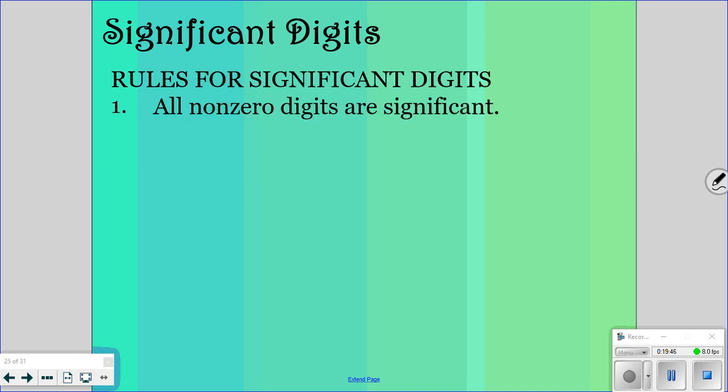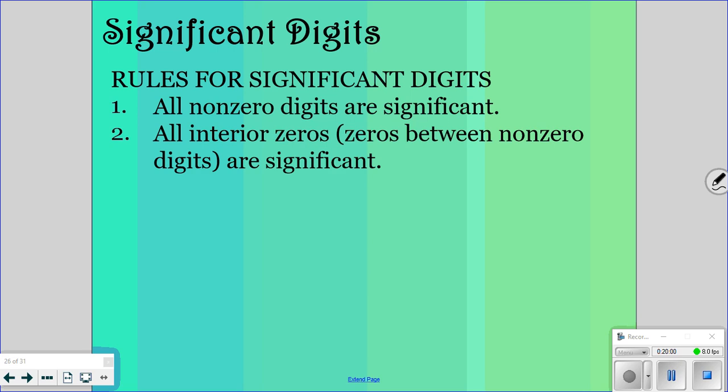All right, so after you have discussed it, we're going to look at our rules for our significant digits. All non-zero digits are significant, so that would be 1 through 9. Every 1 through 9 is a significant figure. All interior zeros, the zeros that are between non-zero digits, are significant. So if you have 1, 0, 0, 1, these two zeros are significant because they are in between non-zero numbers.